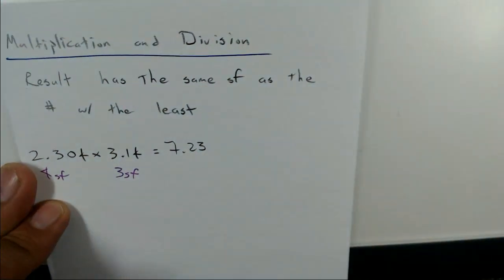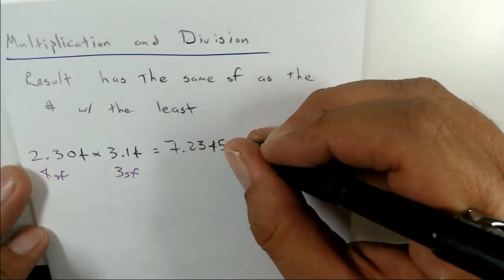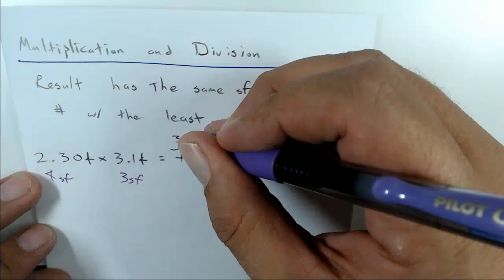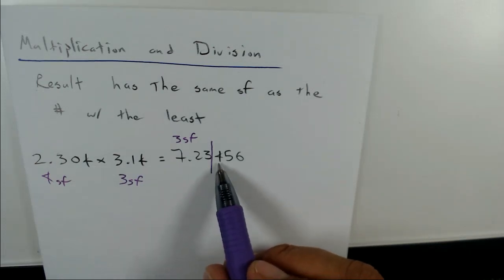Just for the sake of discussion here, I'm going to go ahead and put the whole number up here that my calculator said it was. That's interesting. 7.23456. Okay. So what you do is you're going to cut this off right here at 3 sig figs. And then you look at the first digit that's dropped.